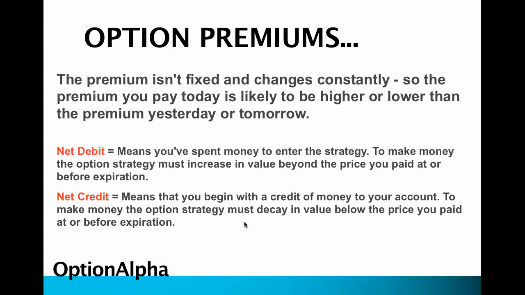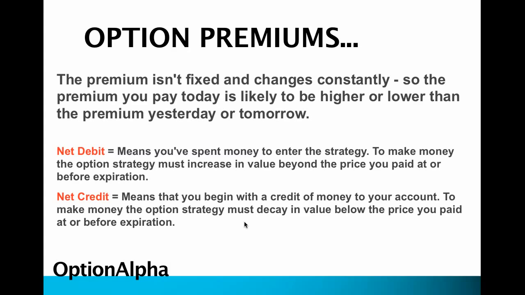If you have a strategy where you actually get money up front, whether that's a credit spread, an iron condor, or naked puts and calls, when you receive that option premium you can't get any more than that, but you can keep all of it if the value of those options decays and completely disappears before expiration.